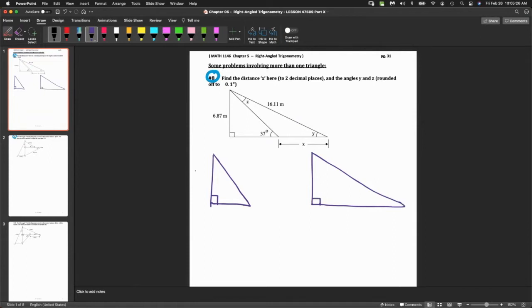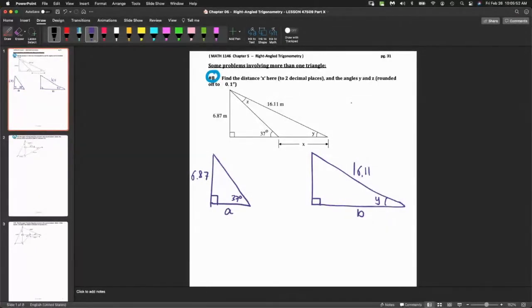So using information from the question here, that's 6.87. This is 16.11, sorry, should say it correctly there. This is 37 degrees. And some more things. This is y. What else? X is not really explicitly on this diagram. I'm going to call this A and this B.